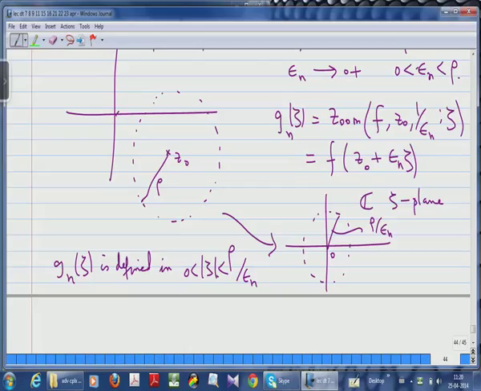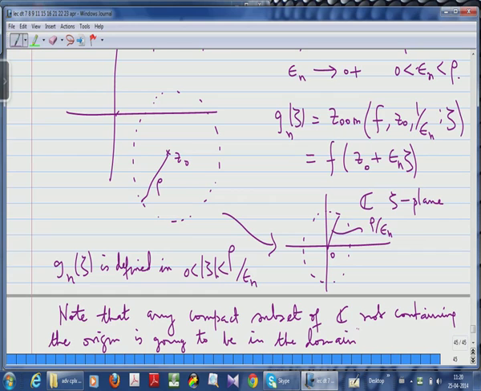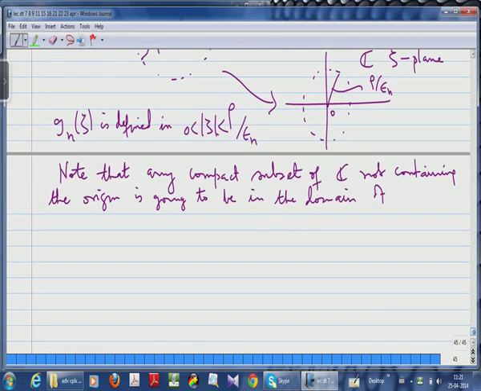So let me write this down. Note that any compact subset of C not containing the origin is going to be in the domain of definition of Gn of zeta for n sufficiently large.